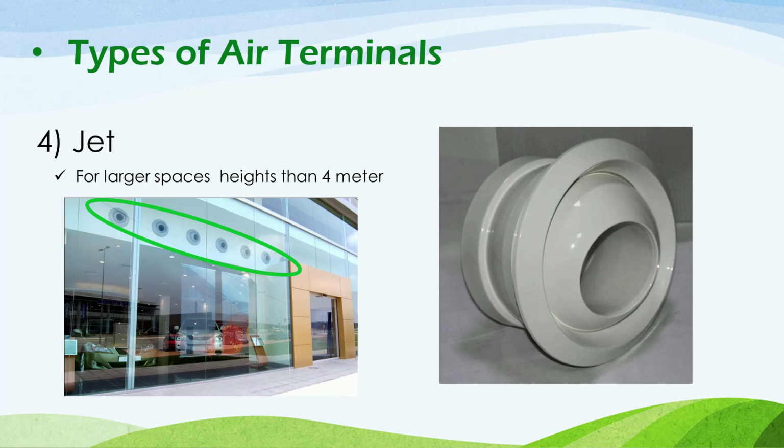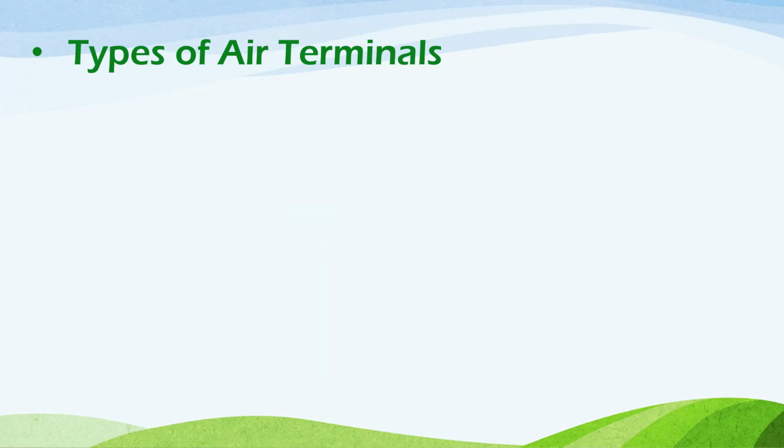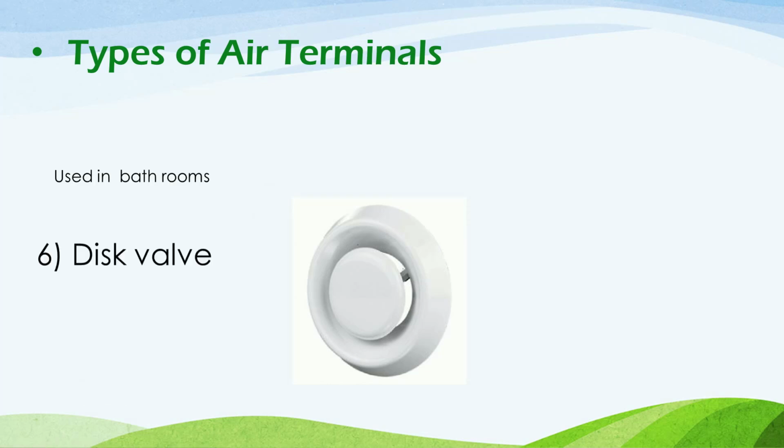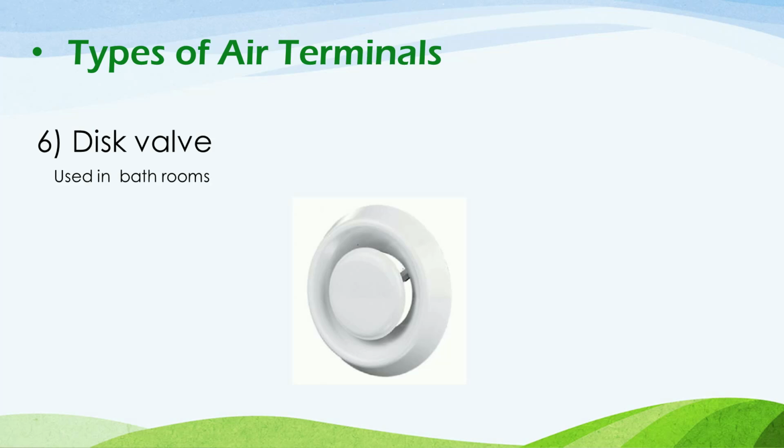Now the next type we have is called the perforated air terminal that has some special filters inside it that enable the inlet air to be filtered of any impurities. So it achieves a very high air quality. And for that reason we use this type in the hospitals to maintain pure air inside the hospital rooms. And finally we have the final type that is called the disc valve. So this disc valve air terminal is used in some applications like the bathrooms.